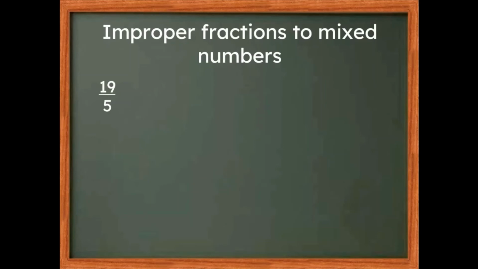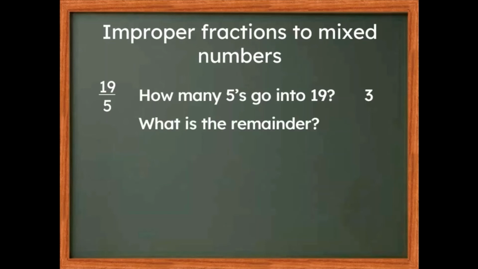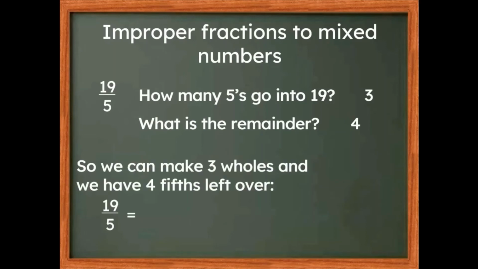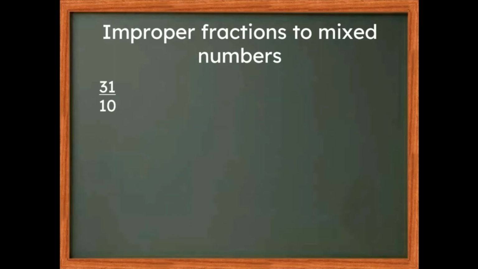19 over 5. How many 5's go into 19? 3 5's, that's 15. What's the remainder? 4. So we can make 3 wholes and we have 4/5 left over. 3 and 4/5.